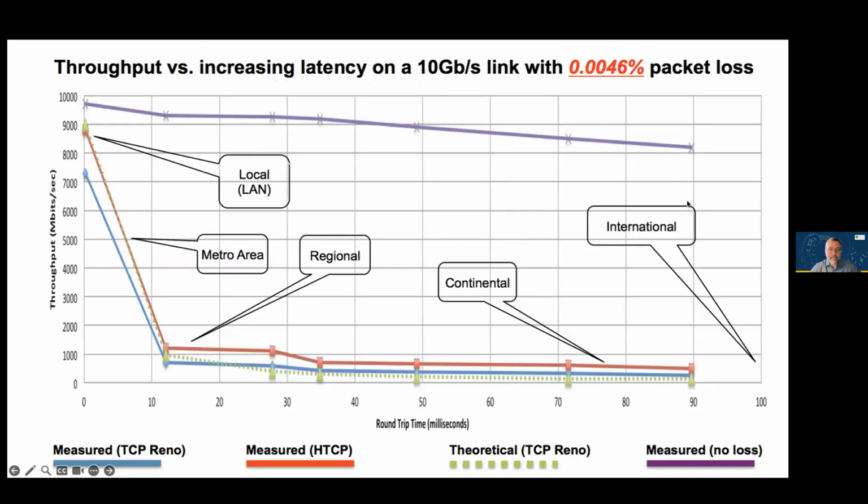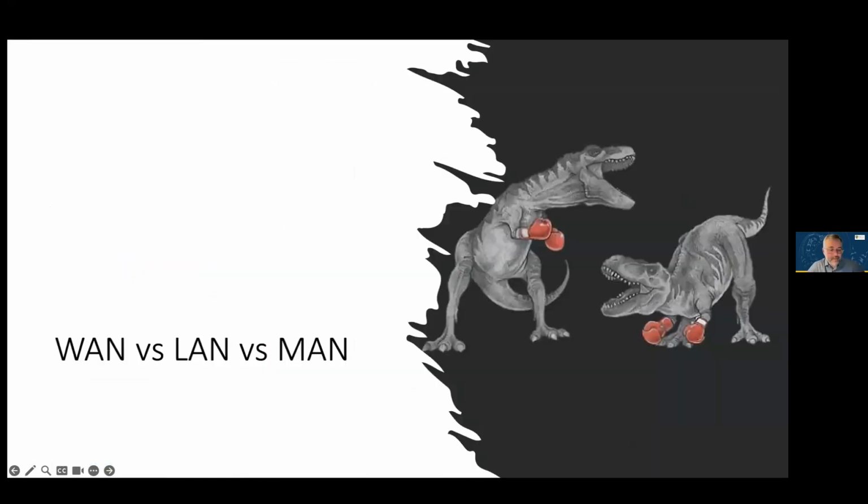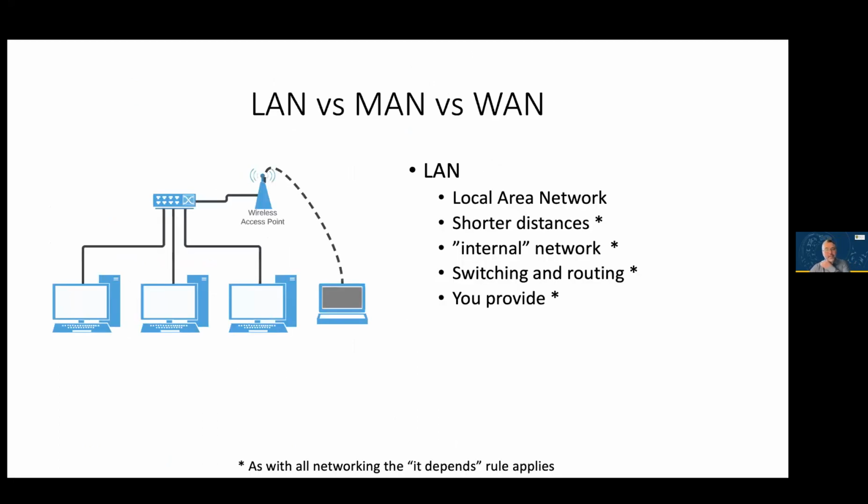So this means a couple of things. Let's talk about the differences real quick between a WAN, a LAN, and a MAN. So a LAN, this is called a local area network. This is what a lot of you guys think of when you think of the network in your university or in your research institute. So it's often shorter distances that are involved. It can be called an internal network. I put that in quotes there, though.